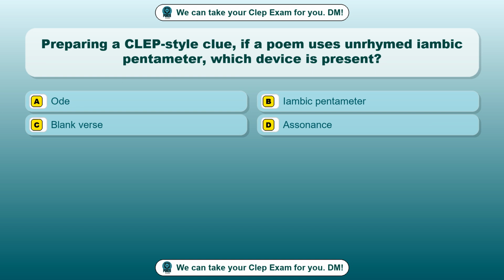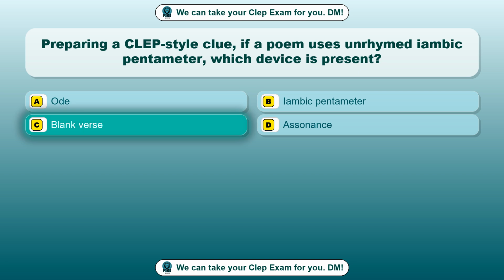Question 24. Preparing a CLEP-style clue, if a poem uses unrhymed iambic pentameter, which device is present? Option A, ode. Option B, iambic pentameter. Option C, blank verse. Option D, assonance. The correct answer is option C, blank verse.